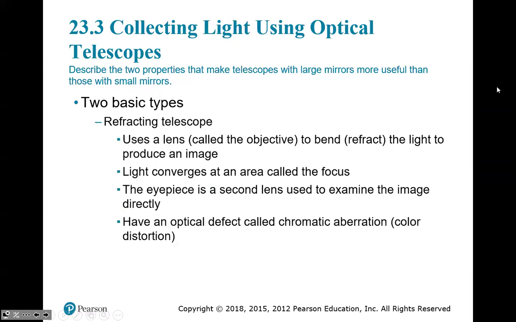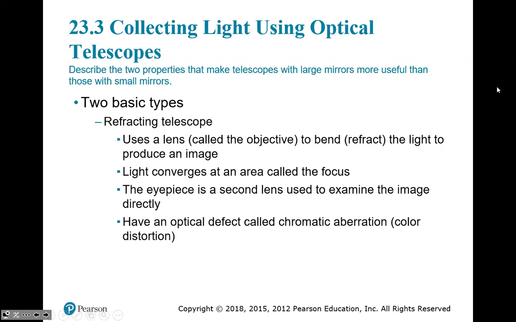So to observe things, to see all this electromagnetic radiation, we need to collect it somehow. We need to collect light so we can observe it. And to do that, we use telescopes. We're going to start with the original type of telescope, the optical telescope, that collects visible light.